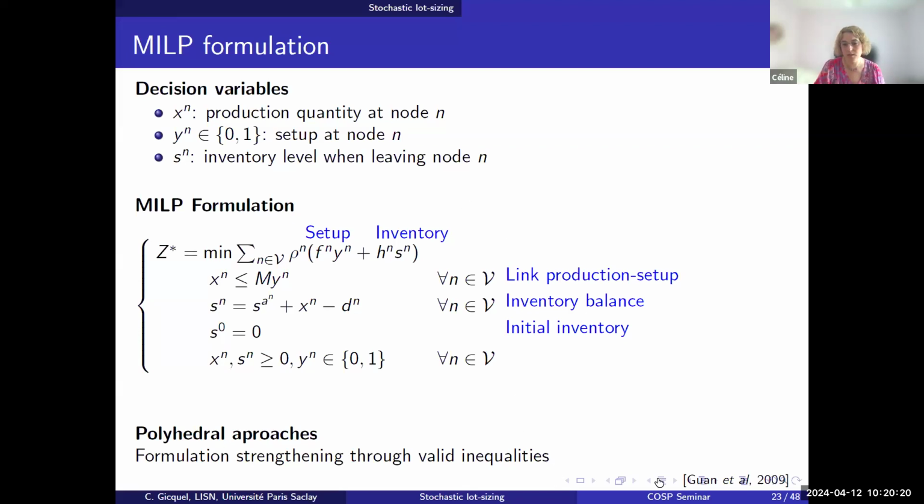The second idea was proposed quite some time ago by Guan and co-authors, and they proposed to combine what they call path inequalities, that is deterministic valid inequalities expressed on each path of the scenario tree, together to obtain stronger inequalities expressed on subtrees. Okay, so this is the first way of solving this problem.